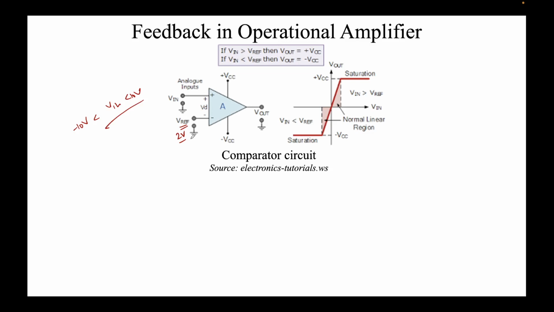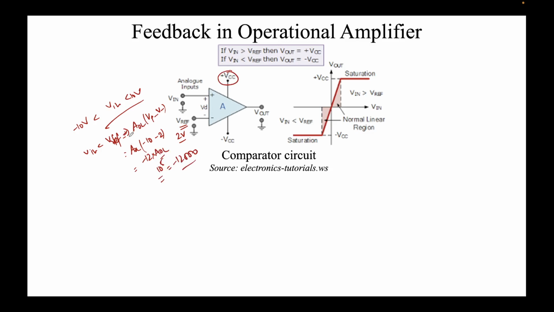So what should happen? This circuit will simply say this: if Vin is less than Vref, then output should be AOL times V plus minus V minus. So let's solve this. Let's say for minus 10 volts it will be AOL times minus 10 minus Vref, which is 2 volts. So it will be minus 12 times AOL. And remember, AOL is 10 to the 5. So the answer is minus 1.2 million. But remember, we cannot go beyond VCC.